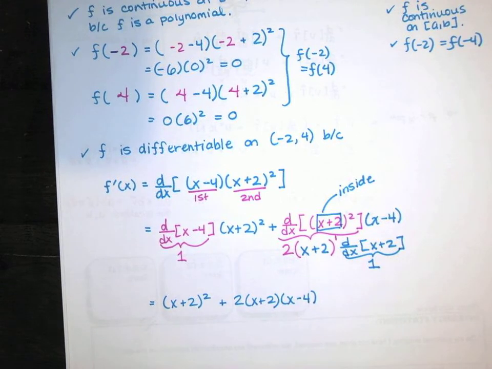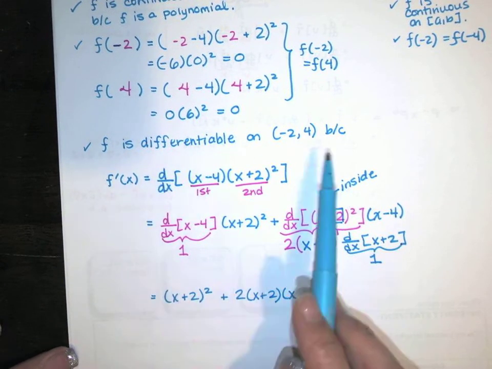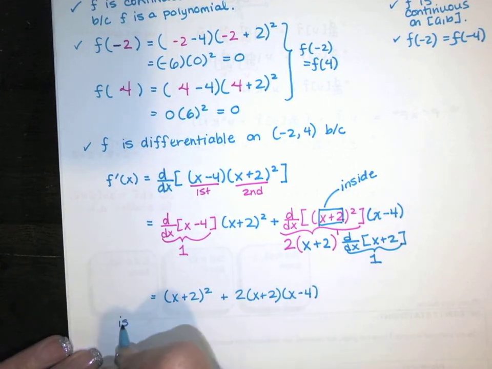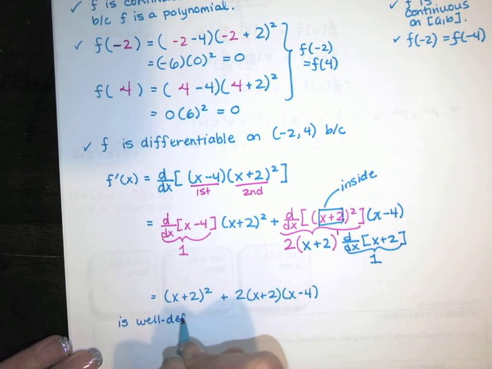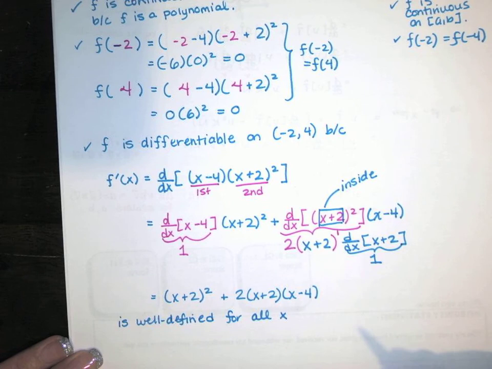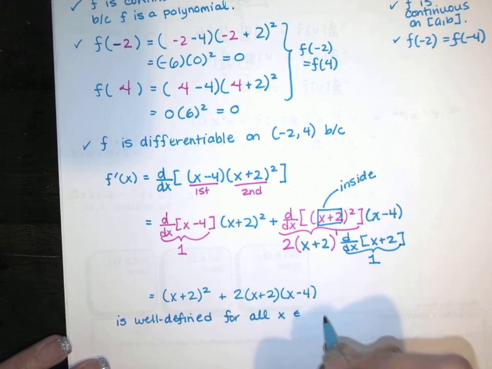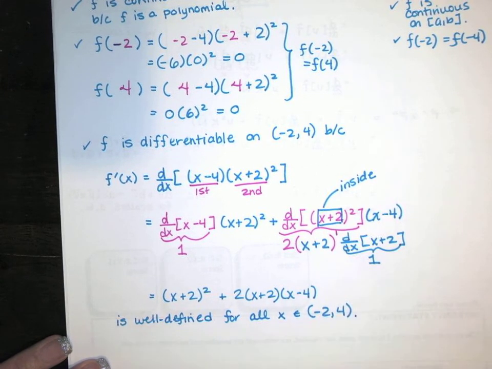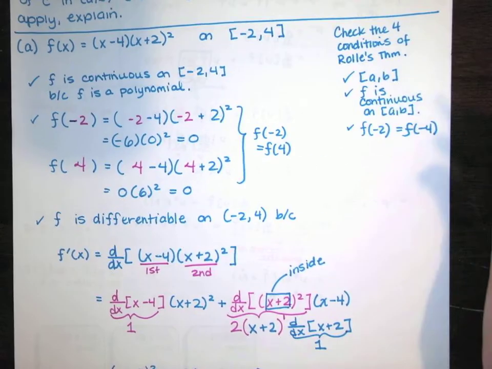So I said f is differentiable because f prime is equal to this, and what? Well, we need to make sure this is well defined for all x values on this interval. Well, sure it is. There's no division by 0. There are no even roots of negative numbers. There are no logarithms of negative numbers or 0. So we'll say f is differentiable because f prime is well defined for all x in the real numbers, and particularly we're interested in the x in the interval from -2 to 4. So our 4 conditions are satisfied.